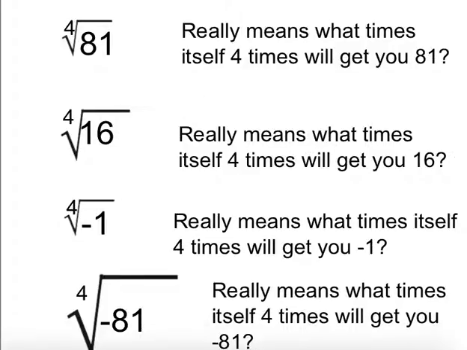Fourth root of 81, well, something times itself 4 times, that's going to need to be 3, and you can prove that by prime factorization. Fourth root of 16 is 2. Fourth root of negative 1, that is impossible. It actually gives us imaginary numbers, so that's not going to work. And fourth root of a negative number is not going to work. Our even numbered roots, we cannot take negative numbers to an even numbered root.